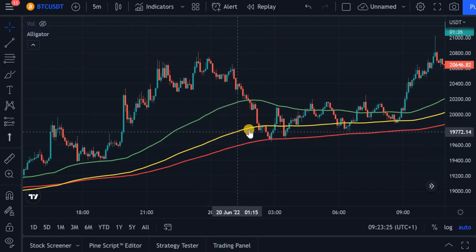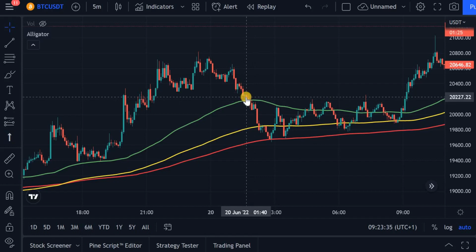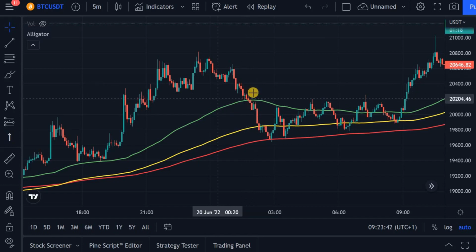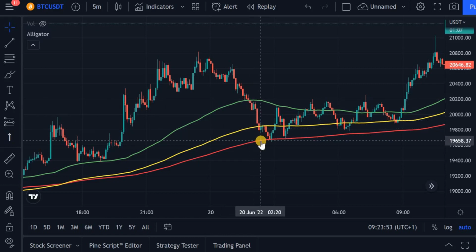This yellow exponential moving average should be taken as a neutral point. When the price is above the green exponential moving average, then this is a strong uptrend. At this particular level, if the price breaks this green exponential moving average, there is still potential for a price support at the red exponential moving average. And this red EMA is the last line of support.